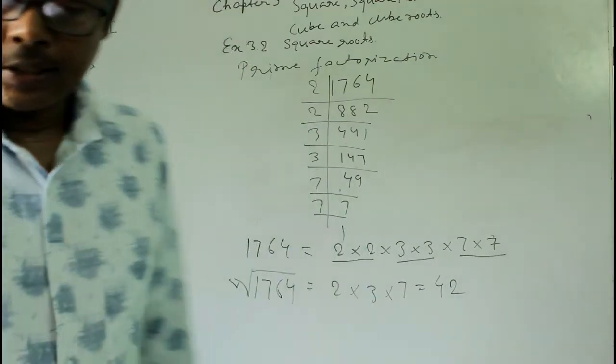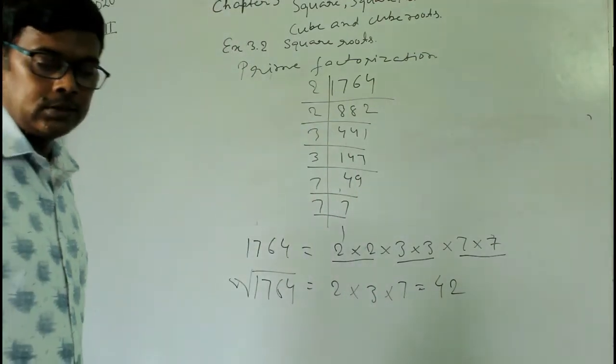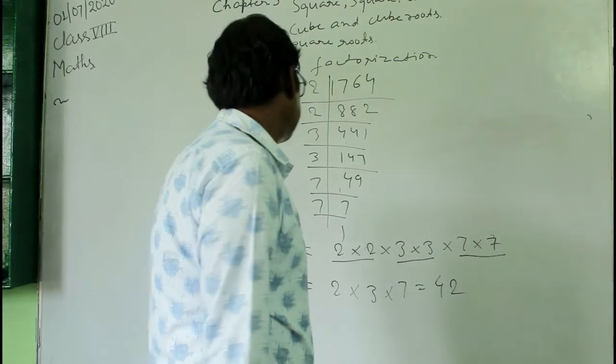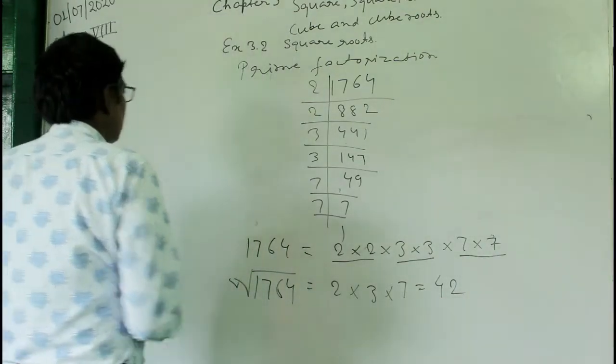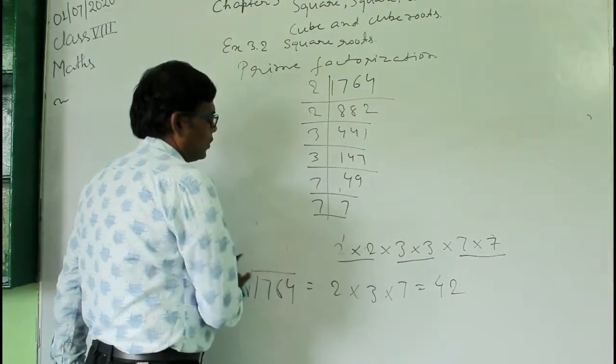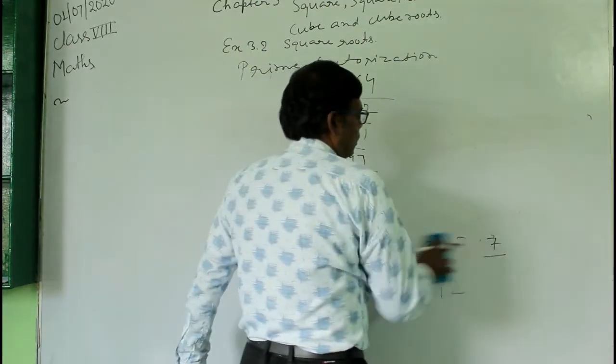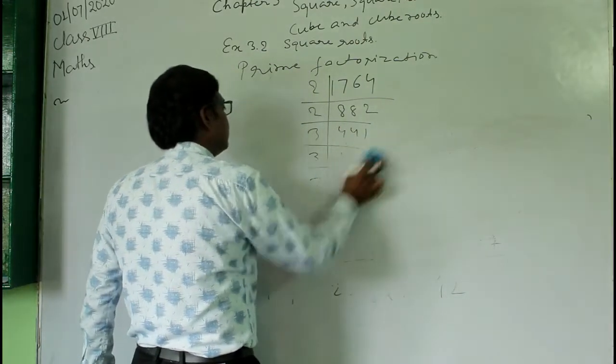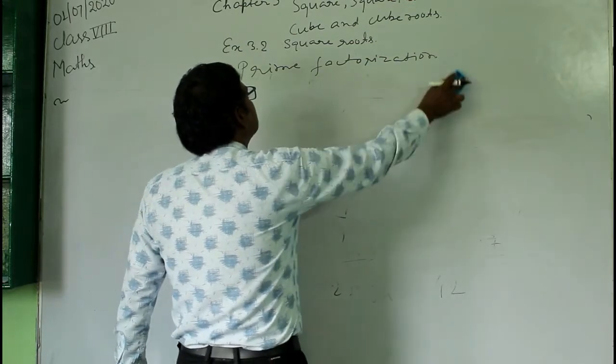Now there is another method that is called the tens and ones method. This method is used for small numbers like 4 digit or 5 digit numbers. Tens method and ones method.